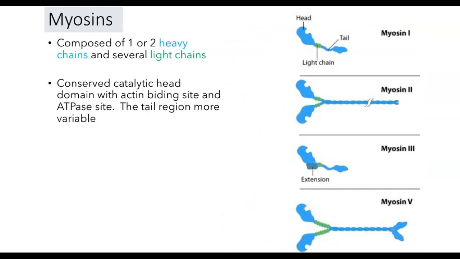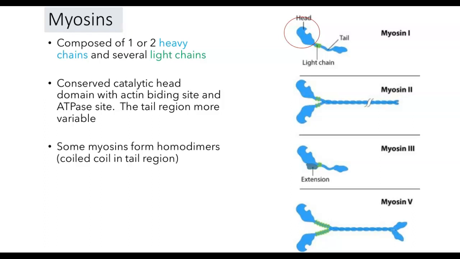What I want you to notice is that although the myosins look different, each one of them has a conserved head region with a little cleft in it. That'll be the binding site that can interact with actin, and it will also be the site where ATP will be hydrolyzed in order to allow the motor to take a step on the myosin. The tail region's more variable. That's what's going to be associated with cargos.